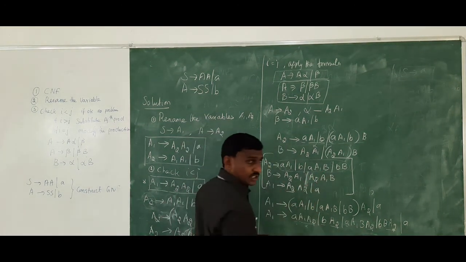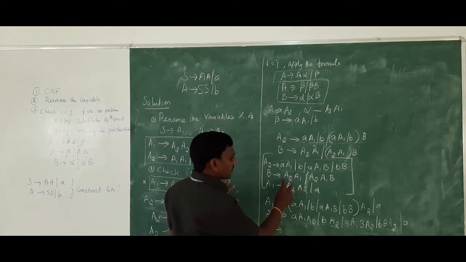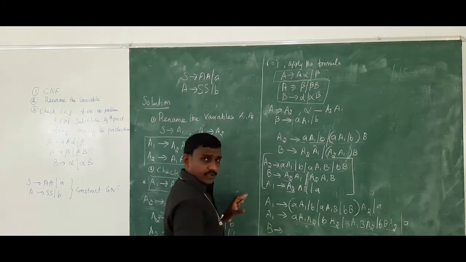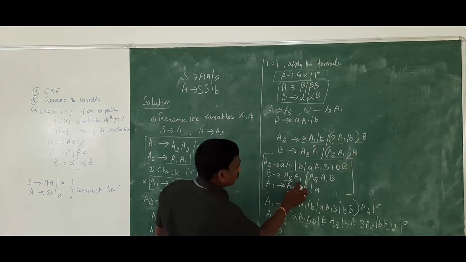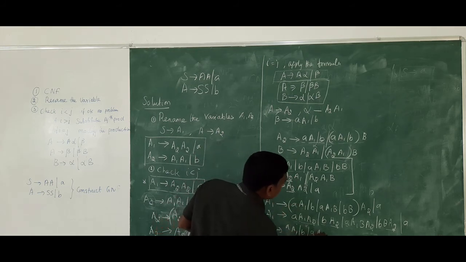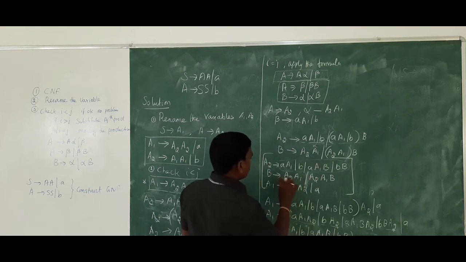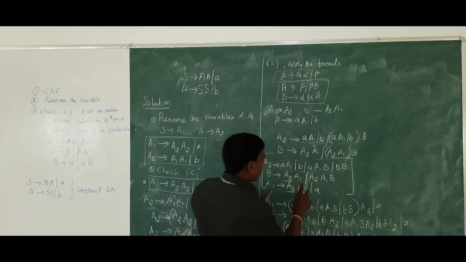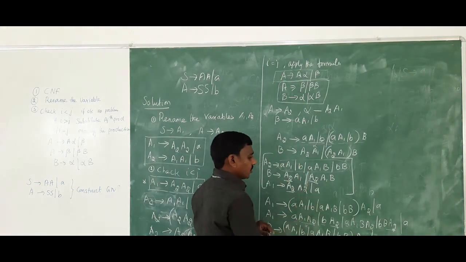A2 also I got in Greibach normal form. Another term is there, B. B tends to simply A2 is there, right? So you have to apply A2 productions here. So A2, right? A2 A1. So A1 slash B slash A1 B slash BB into A1 slash, again here also you have to apply A2, right?